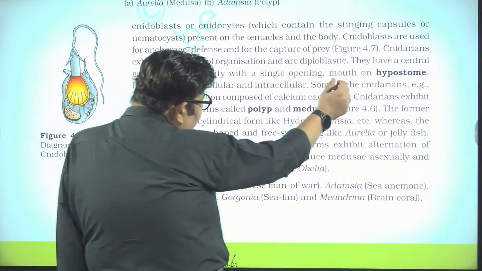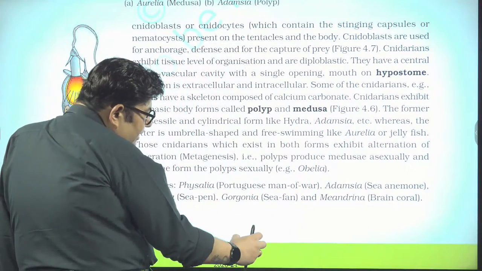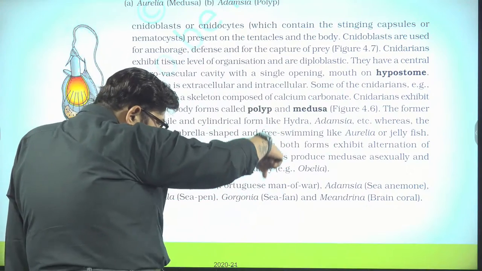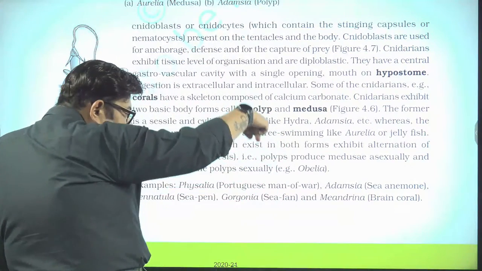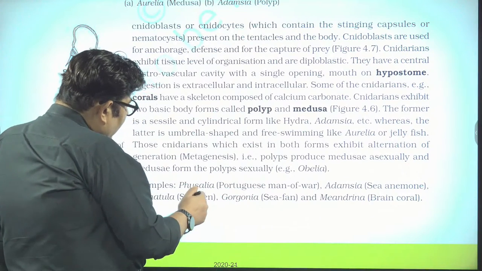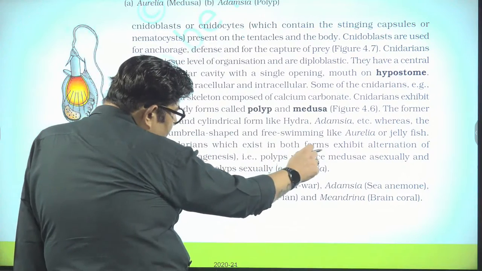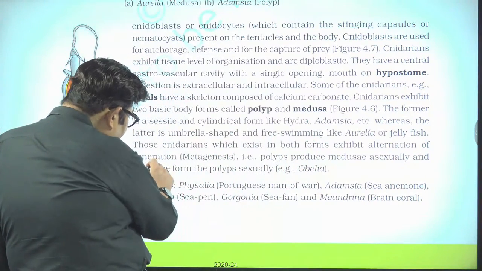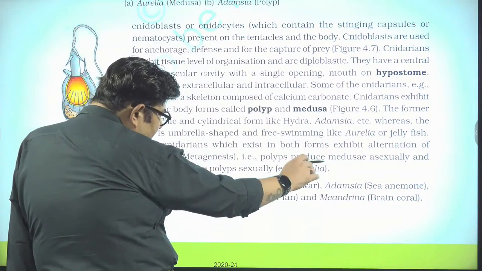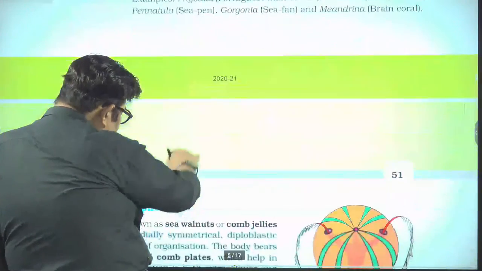The mouth lies on a small projection, which is known as the hypostome. So there is a cylindrical structure, and in the center of it there is an opening, which is the mouth. Those Cnidarians which exist in both forms exhibit alternation of generation or metagenesis. Well, that is all about Cnidarians.